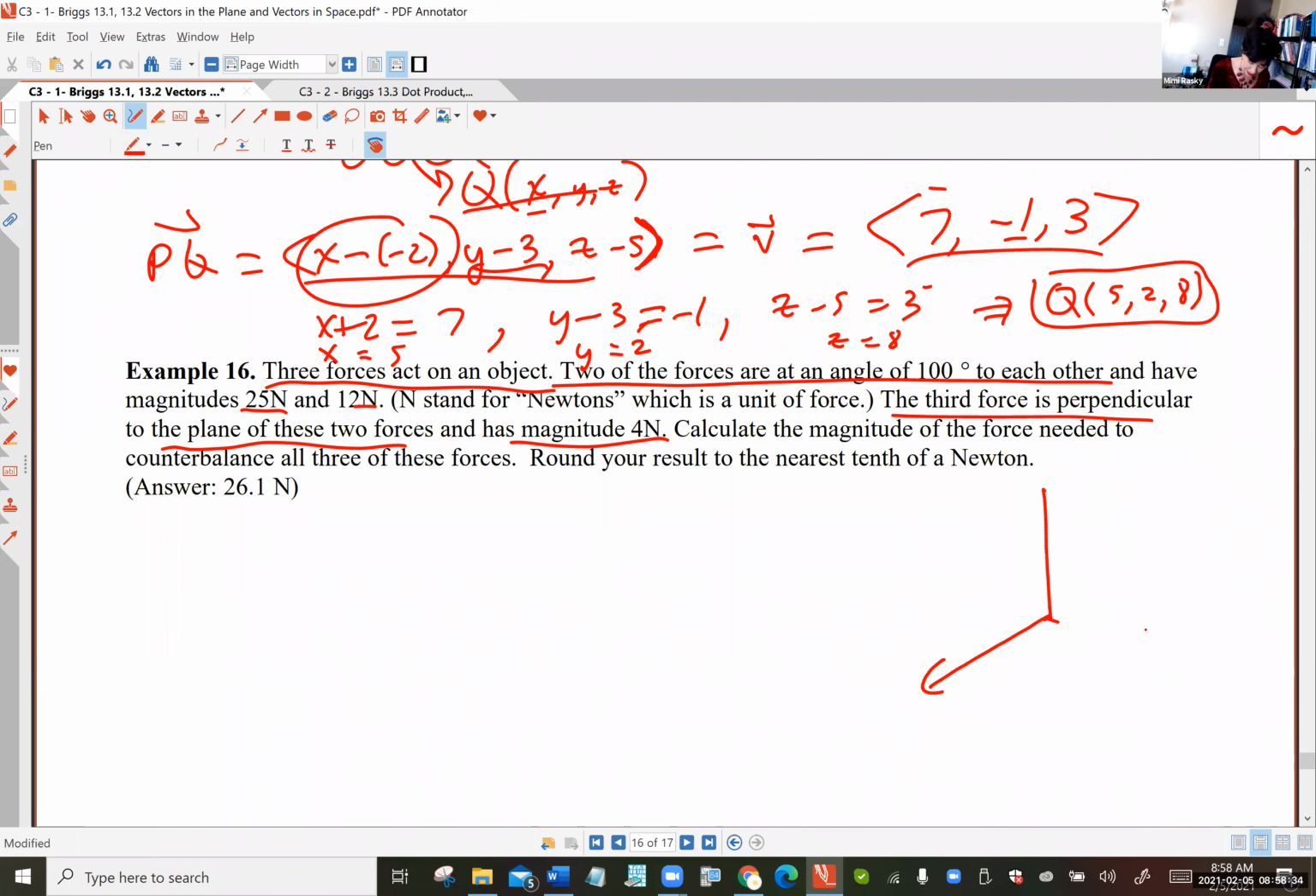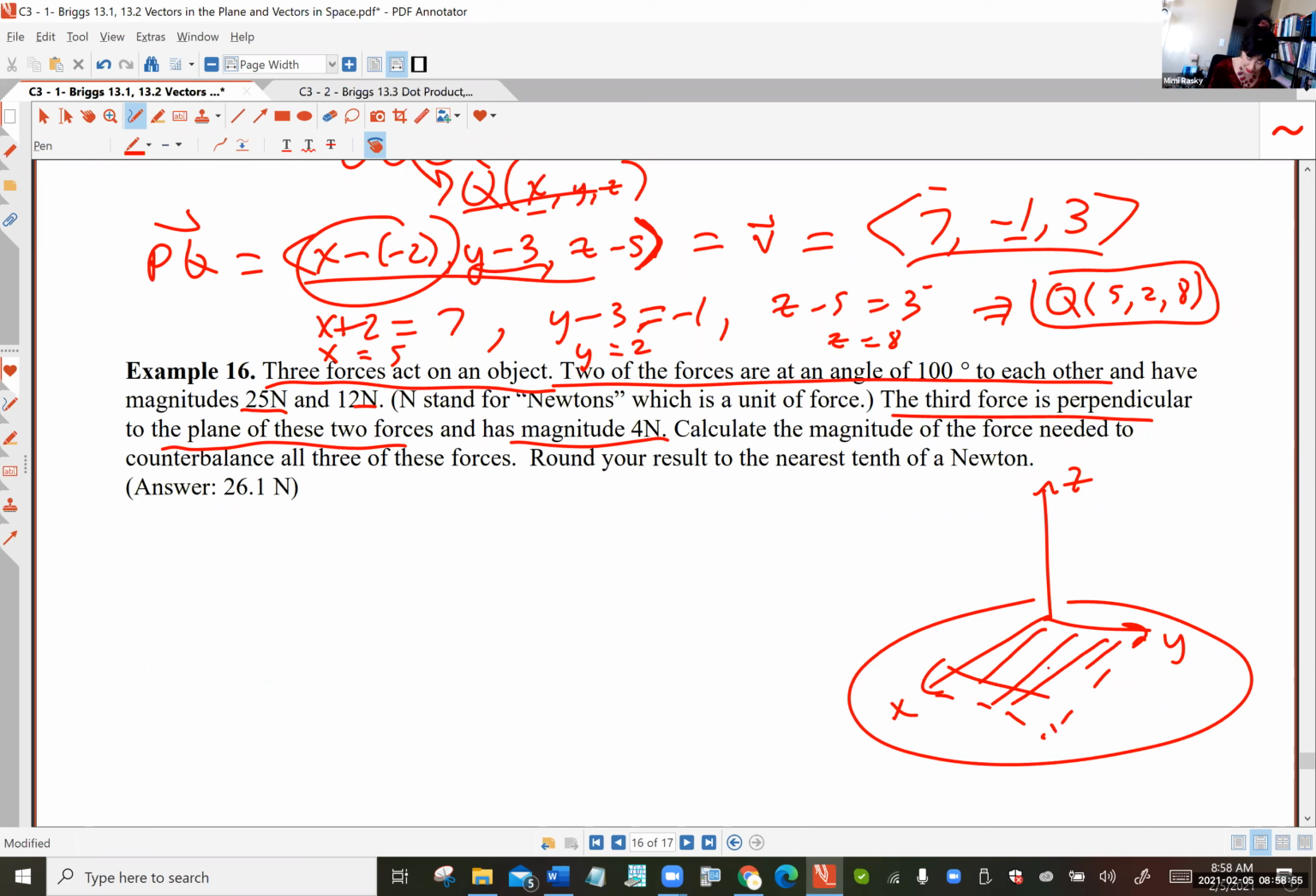You have 3 axes, X, Y, and Z. And the first 2 forces are at an angle of 100 degrees to each other. And it's like, well, where are they? They didn't give us component form, nothing. I'm lost. I can't do this problem. Yeah, we can. Let's take this XY plane here. This is the XY coordinate plane, and just draw it flat right here, because I can.